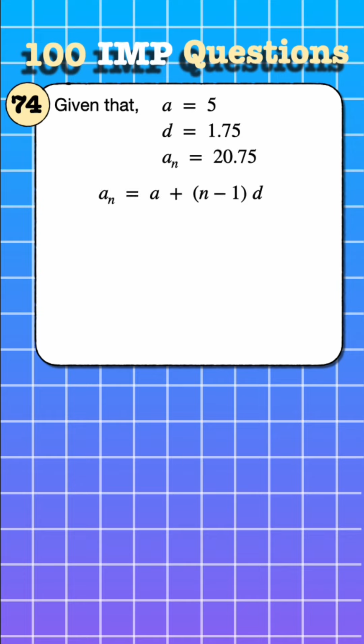an is equal to a plus n minus 1 into d. Nth term is 20.75, first term is 5, common difference is 1.75. So the only unknown is n.